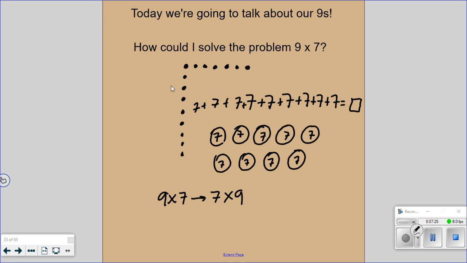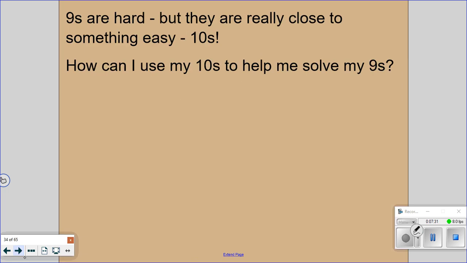Yeah, we've got a lot of great strategies so far. Today we're going to look at another one because my 9s are hard. But my 9s are really close to something that's easy for me. My 9s are really close to my 10s.